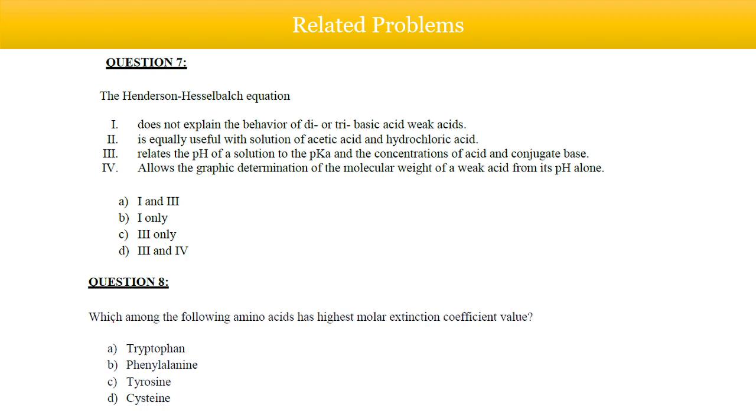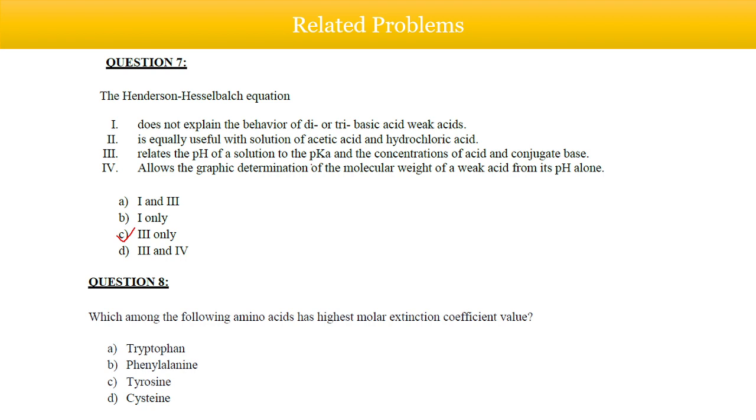About basicity and acidity, it does not speak of anything. Also, no information about such usefulness with solutions of acetic acid and hydrochloric acid is given, it is for a buffer solution, and hydrochloric acid is a strong acid. The graphical determination of the molecular weight of a weak acid also cannot be done from the pH alone. So the right answer is only C, that is 3 only, that it relates the pH of the solution to the pKa.